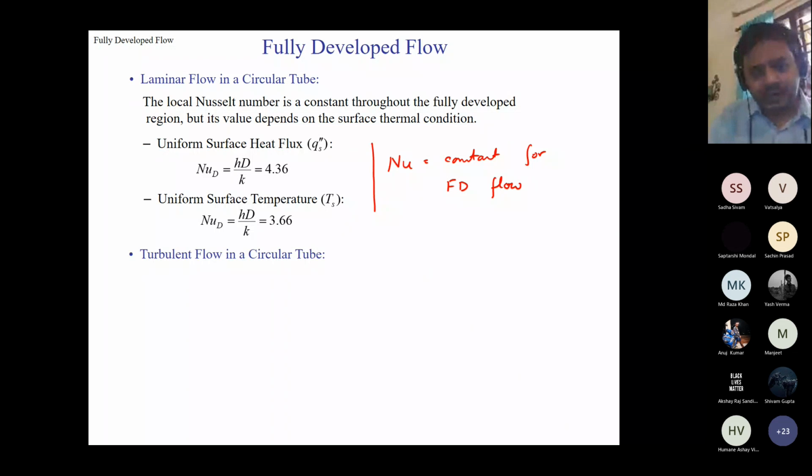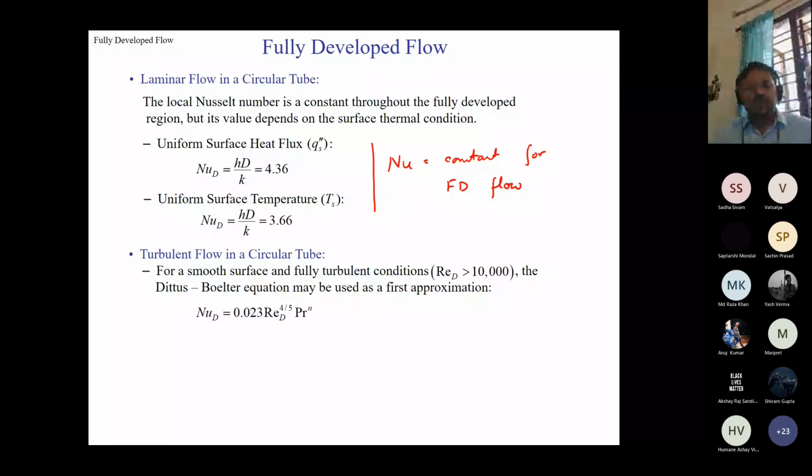So this is for laminar flow. When you get to turbulent flow, and again here, remember, unlike flat plate, this is not laminar followed by turbulent. This is either laminar throughout or turbulent throughout, depending on the diameter, flow velocity, and fluid properties. You calculate Reynolds number. If it is less than 2000, it is laminar. If it is greater than 2000, it is turbulent. This you can use pretty much for greater than 2000.